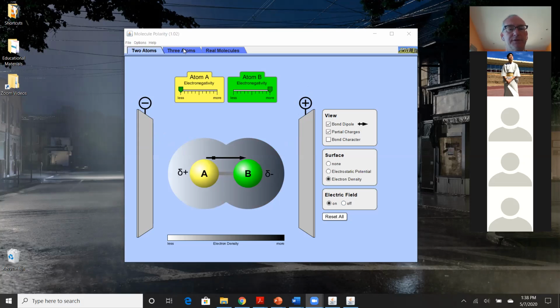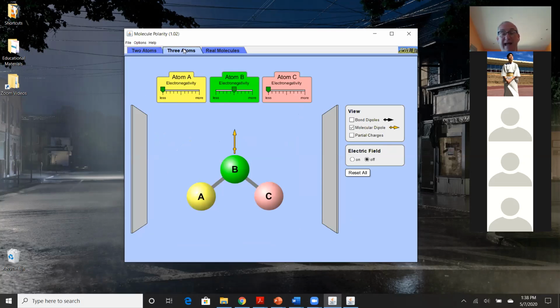So let's go to the 3 atoms, because now you can see that the shape is going to be important. Let's make water, for instance. Which atom would be oxygen here if this was water? E. Right. So we would give that a high electronegativity. And A and C would be the hydrogens, right? So we'll give those low electronegativity. So let's look at the bond dipoles.